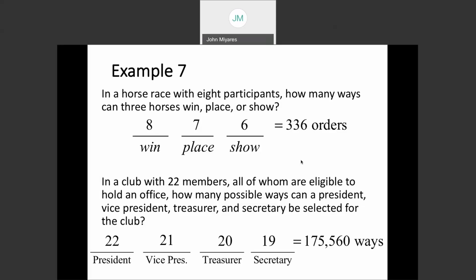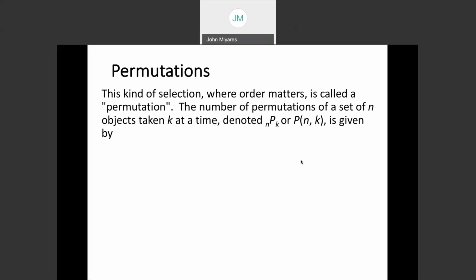Now, you're probably noticing a pattern here in that these problems start out looking like they're going to be factorial type problems, but they stop at a certain point because we have so many slots we can fill. And you're probably sensing that there must be a pattern to these. And there is. This kind of selection, where order matters, is called a permutation.